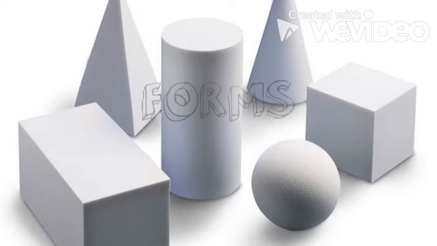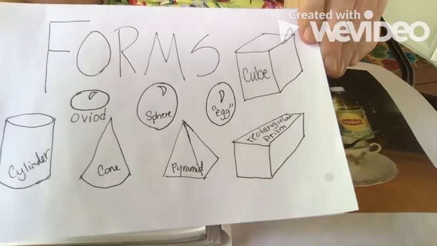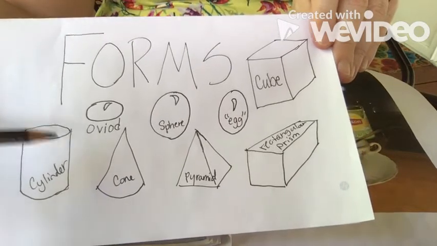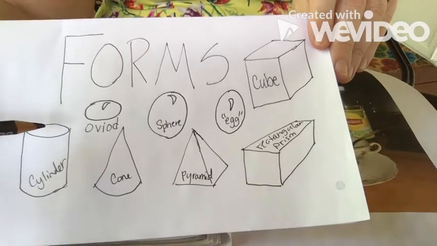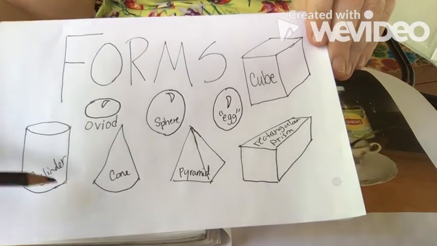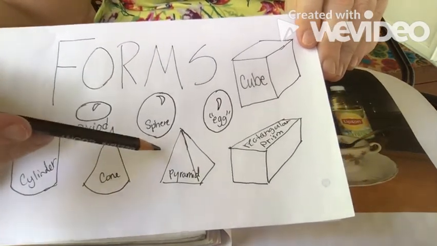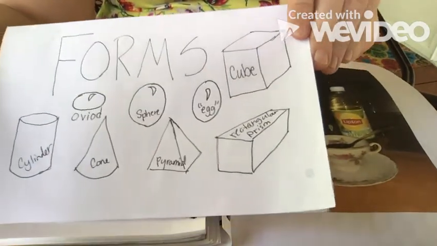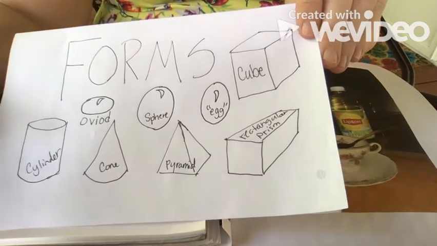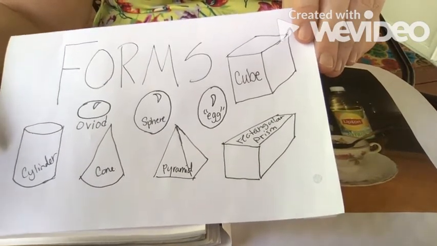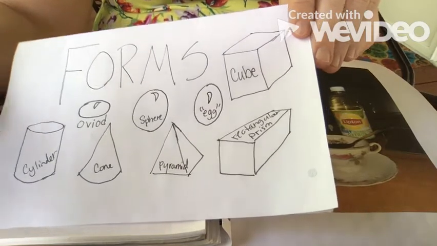Okay? So here's my little visual for forms. All right? You're going to be looking for, inside of these things, cylinders, ovoid, which is an oval kind of thing with kind of squarish edges, a cone, a sphere, a pyramid, egg, cube, or rectangular prism. You know what forms are. You're not looking necessarily for the flat shapes. Flat shapes work, but if you see the flat shape, then you should be able to tell what the form is from that.